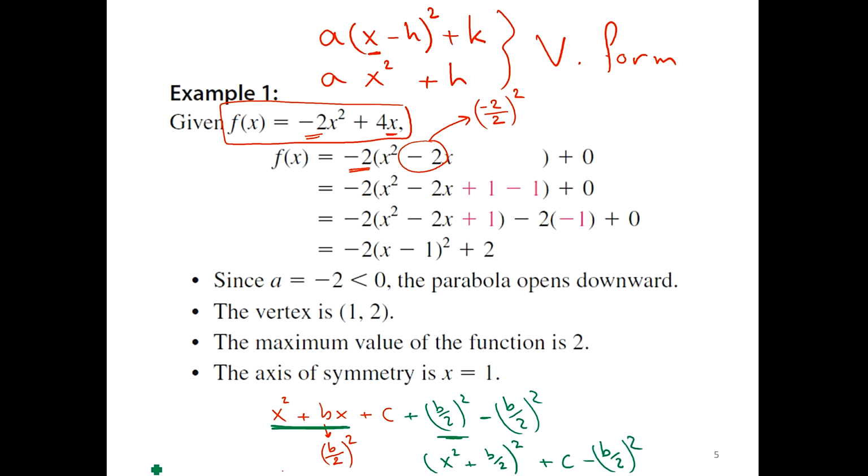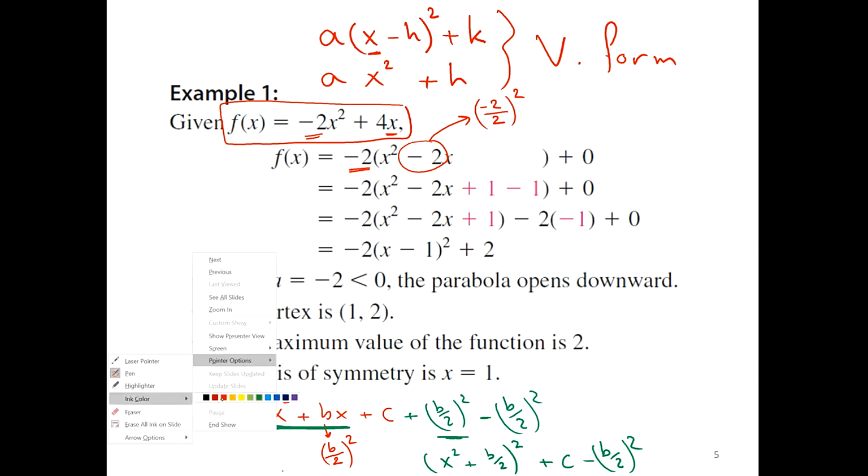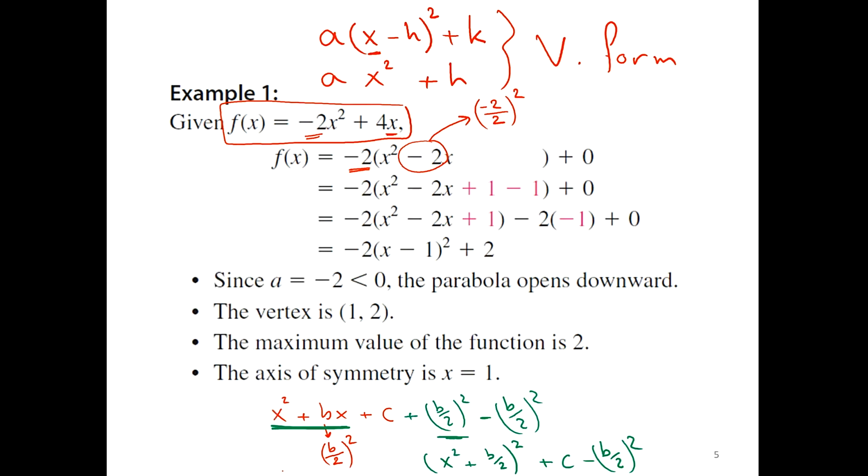Now, again, return to these steps. So we have minus 2 over 2 equal 1. So add 1 and subtract 1. Okay, add 1 and subtract 1. The 3 terms x square minus 2x plus 1. This is the complete square.